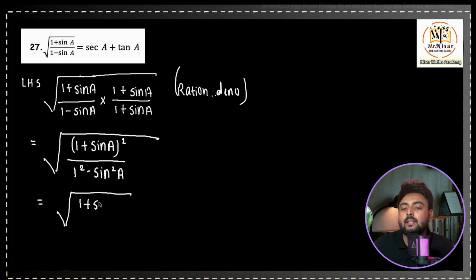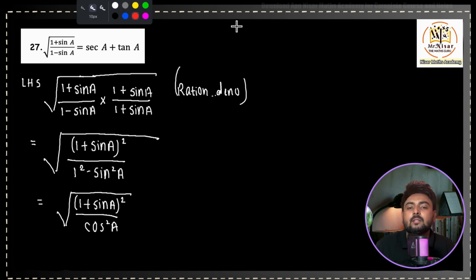1 plus sin a will be as it is. As I said, 1 minus sin a is going to become cos square a. Then what can we do in the next step? See, it's a square root and these are squares, so square and square root will get cancelled. Square and square root everywhere will get cancelled.